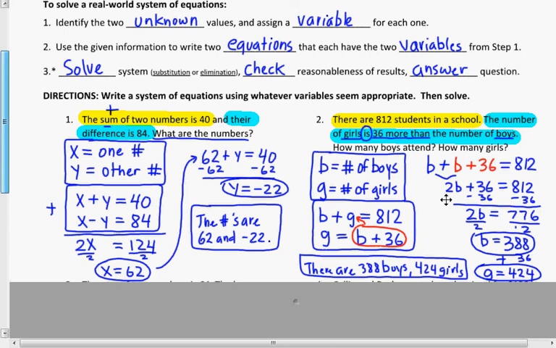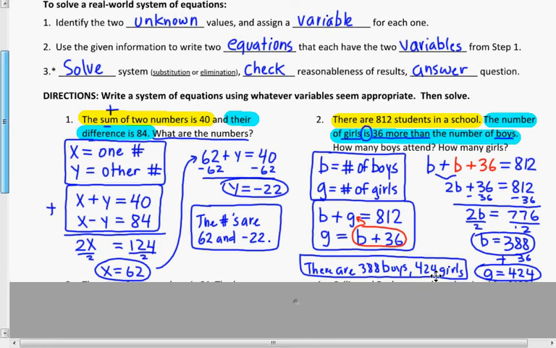If I add the like terms, I get 2B plus 36 equals 812. And subtract 36 on both sides, I get 2B equals 776. And if I divide by 2 on each side, I get 388. The number of boys, 388. And so if I take that number, B is 388. If I add 36 to that, I get 424 for the number of girls.